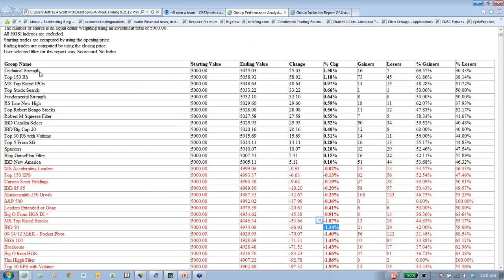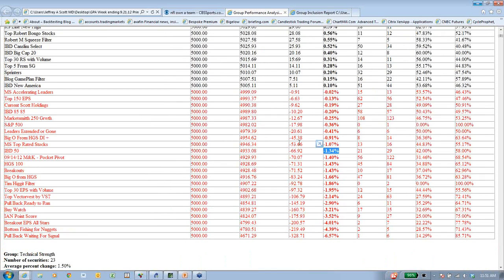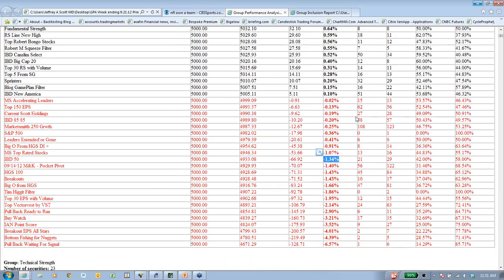And as I look at what things were doing well: relative strength, technical strength, top stocks, fundamental strength. So top acting stocks, the top Robert Bongo filters, one that I like, we'll talk about some, were doing well. Sprinters were a little bit above zero, but really kind of a boring week, frankly, and not a whole lot of movement on the things that I look at.